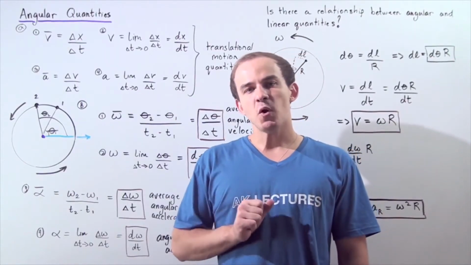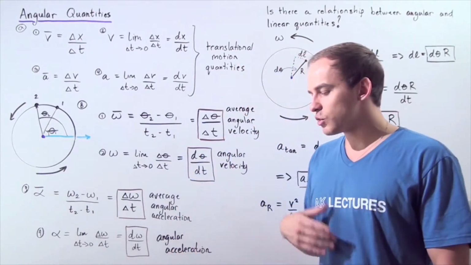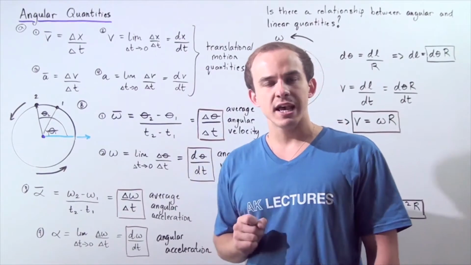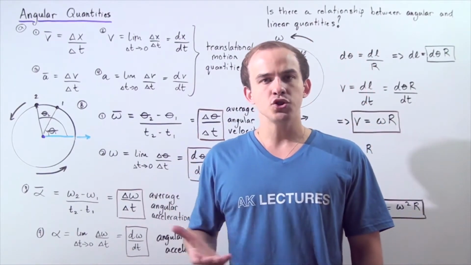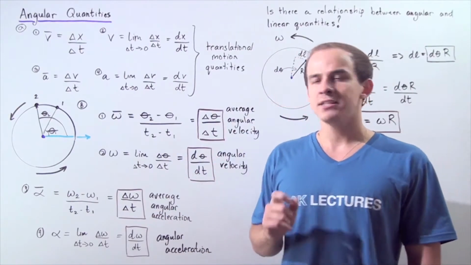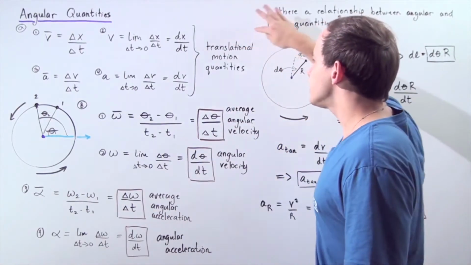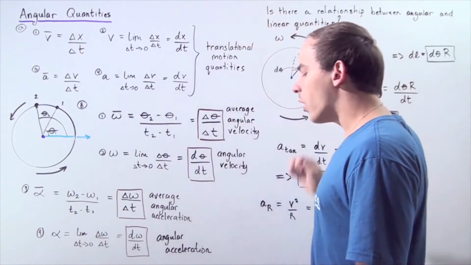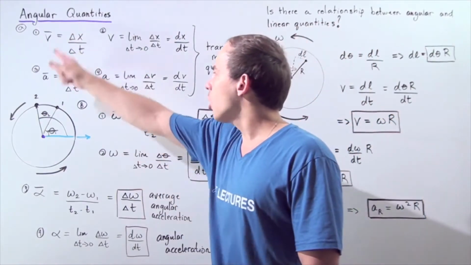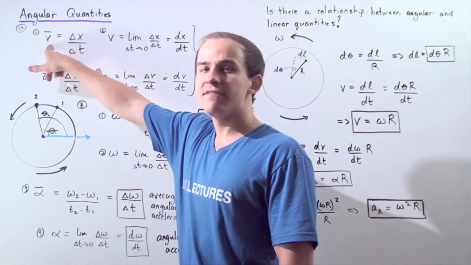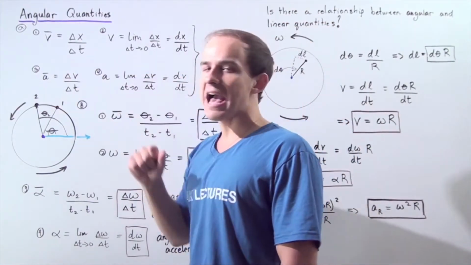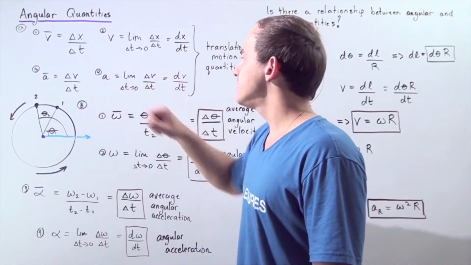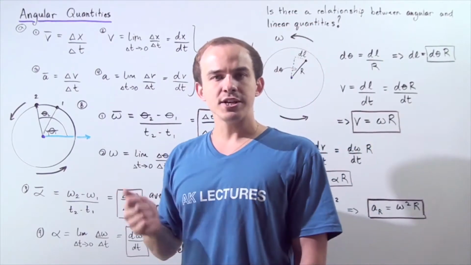Recall that when we spoke about objects undergoing translational motion, we said that we can describe them by using certain physical quantities known as translational or linear motion quantities. Some examples are listed above. So we have average velocity and instantaneous velocity, as well as average acceleration and instantaneous linear acceleration.